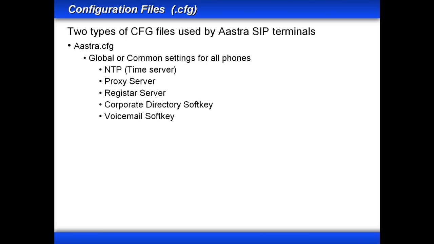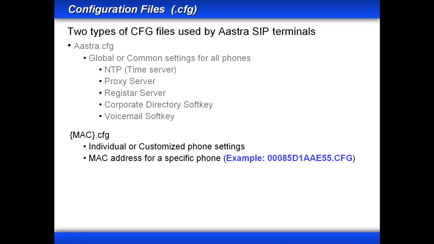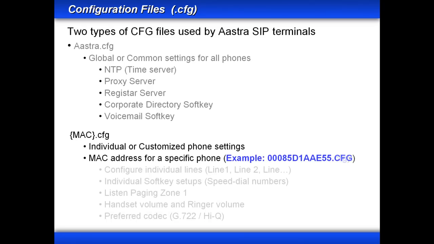An example of some of these settings are the IP address of the time server, proxy server, and register server, or configuring a soft key with your corporate directory or voicemail. The mac.config file is used to provide the unique configuration for each individual phone. The actual file name of the mac.config file will be the MAC address of a specific phone. As you can see in this example, the file 0008 ending in E55.cfg would be the MAC config for one specific phone that has this MAC address.